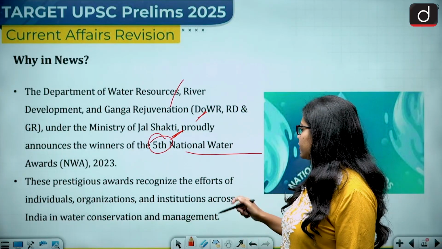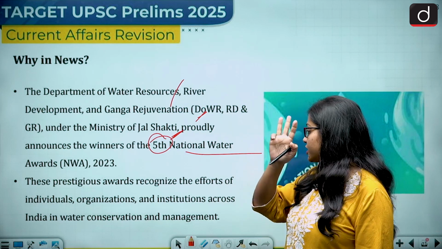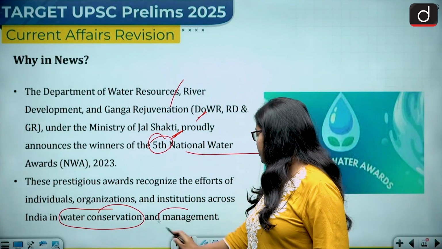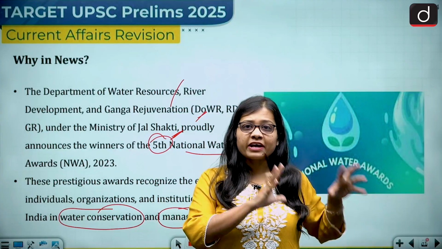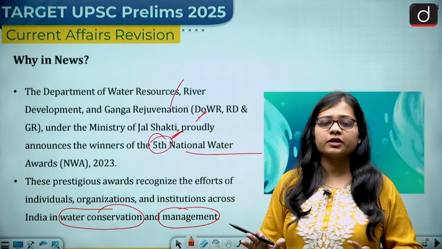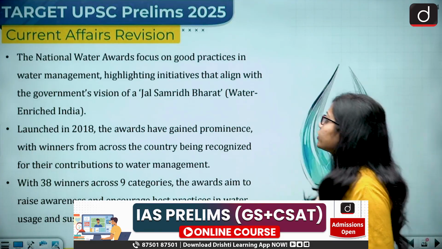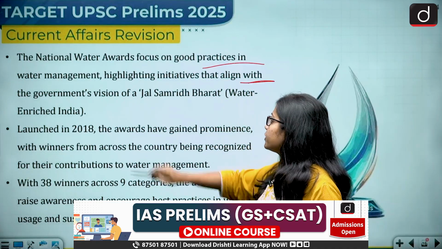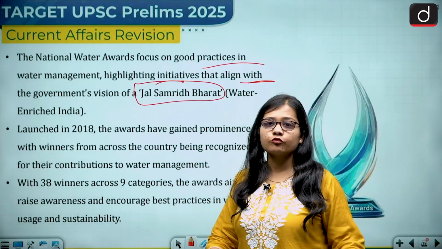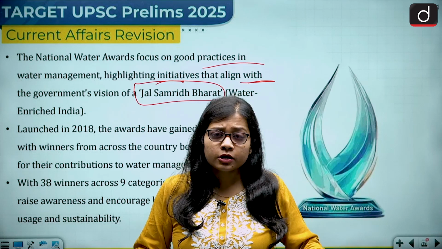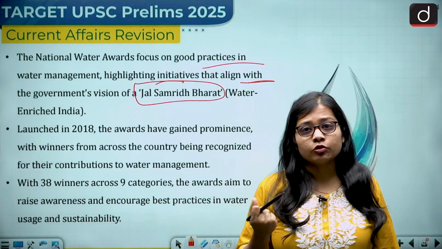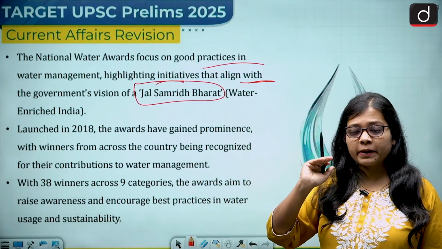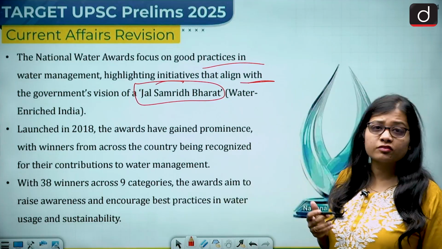So this award recognizes the efforts of individuals, organizations and institutions across India with regard to water conservation and the management of water, that is, how effective and efficient the water conservation management is. The National Water Awards focus on good practices in water management, highlighting initiatives that align with the government's mission of Jal Samriddh, a water enriched India, where people should be able to get tap water and good drinking water, so that better quality of water can be provided to the citizens of India.